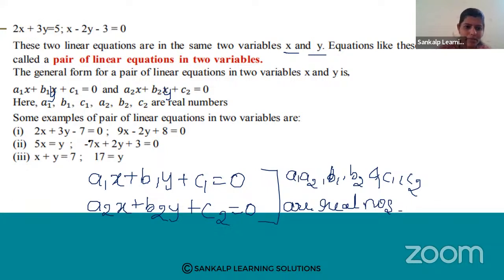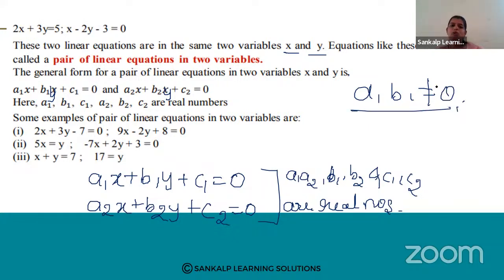These are all examples of pairs of linear equations. For a1, b1, c1, if a1 becomes 0 and b1 becomes 0, what will happen? Only c remains, that means we will get only a constant term. Is that right? For that reason, we say that a1 and b1 are not equal to 0. So this is about the pair of linear equations in two variables.